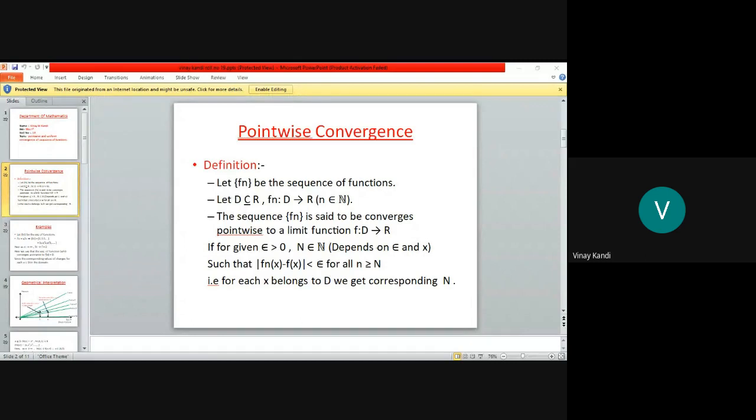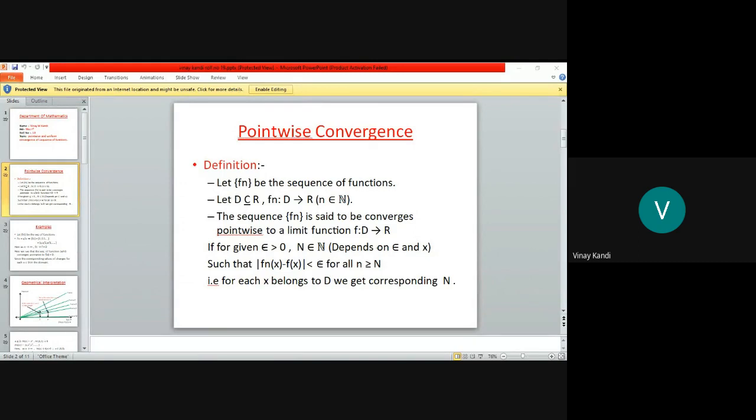Look at the definition. Let fn be any sequence of functions, and let D be a subset of R. Every fn is a function from D to R, where n belongs to capital N, the set of natural numbers: f1, f2, f3. The sequence fn is said to converge pointwise to the limit function f from D to R if for every epsilon greater than 0, there exists a capital N belonging to the set of natural numbers, and that capital N depends on epsilon and x.